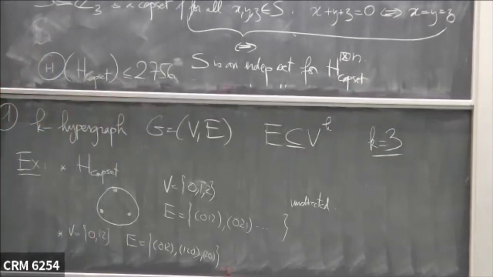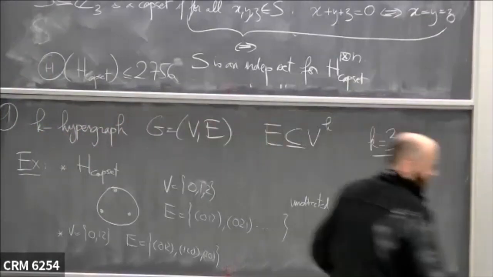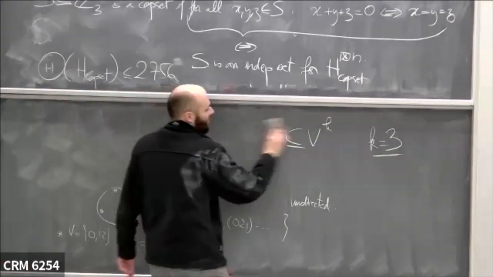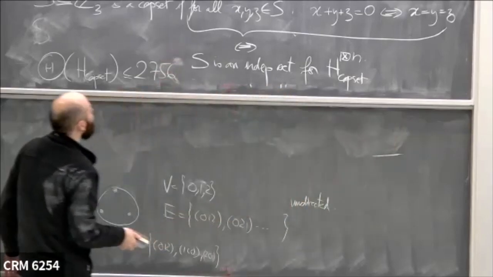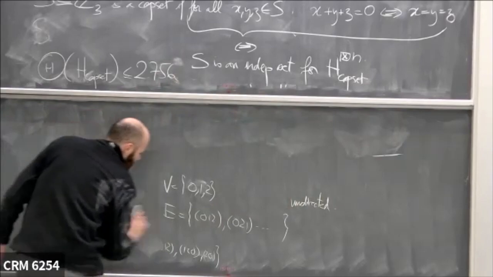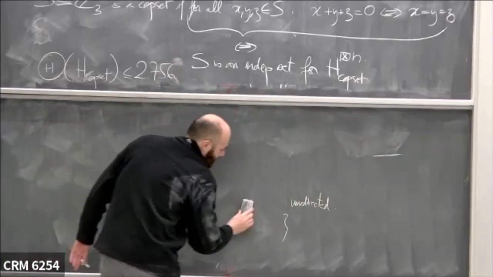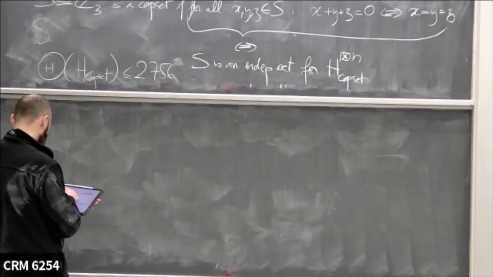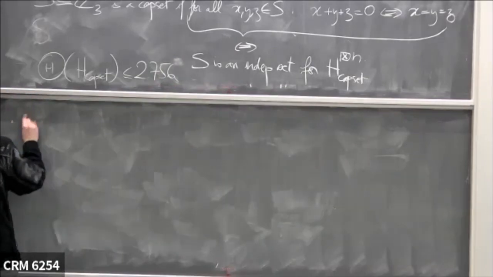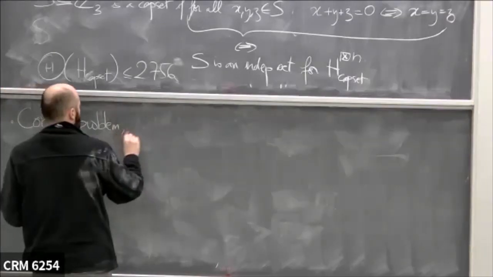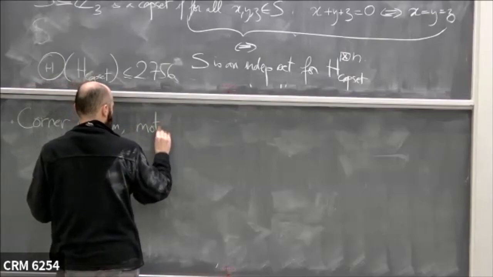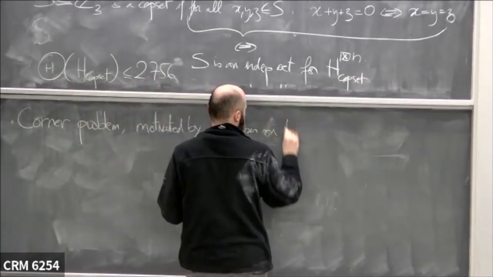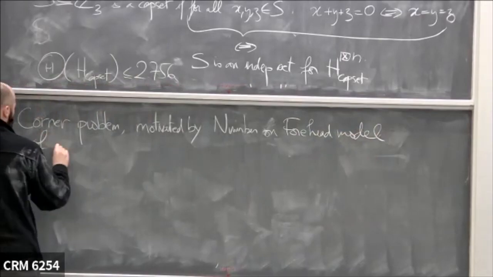Let me talk about the second problem, which was my motivation for this. This is called finding corner-free sets. The first was about finding sets with no arithmetic progressions. Now we'll be looking for sets that I can put on a square that don't contain a corner. So this is the name of the problem, the corner problem, and the motivation for me, at least, is the number on forehead model of communication complexity.